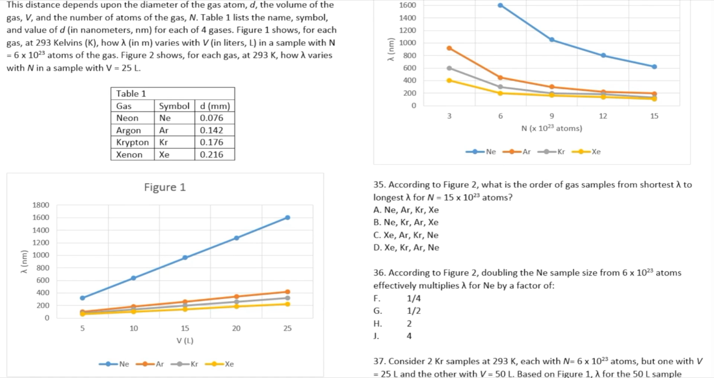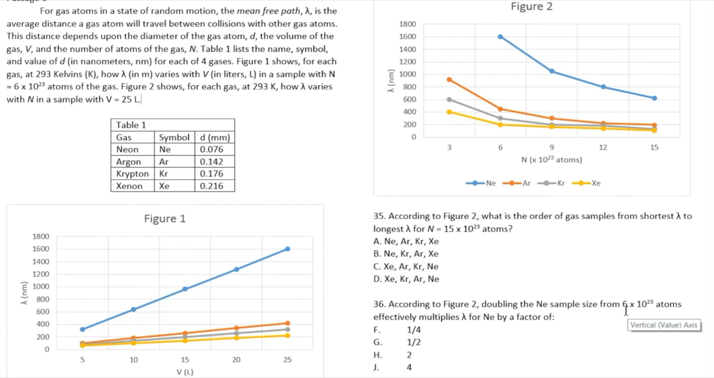Question 36 says, according to figure 2, doubling the Ne, or neon, sample size from 6 times 10 to the 23rd atoms effectively multiplies lambda for neon by a factor of, and then we have a few options here. So let's unpack what this question is asking. We know we need to look at figure 2, and it's saying if we double the sample size for 6 times 10 to the 23rd atoms for neon, how does lambda change? So let's scroll up and see what the current value is for 6 times 10 to the 23rd for neon.